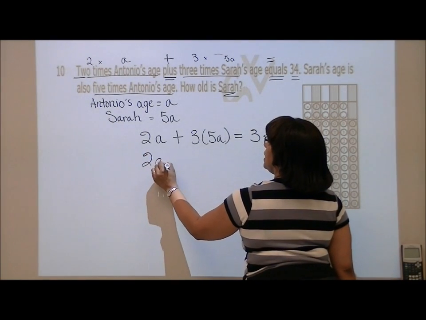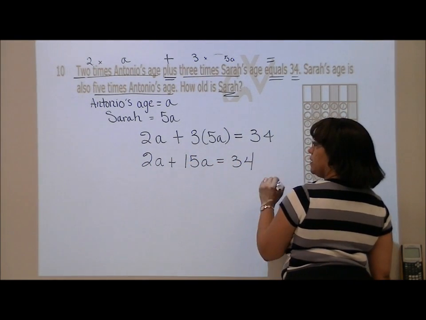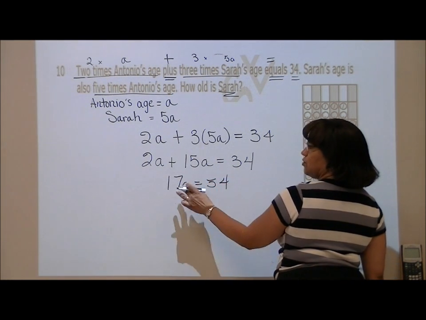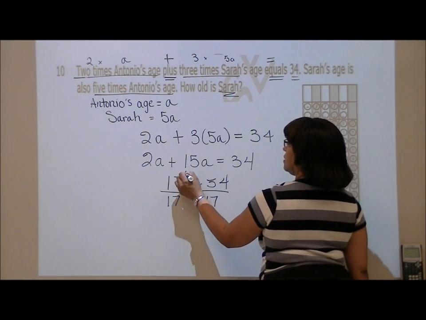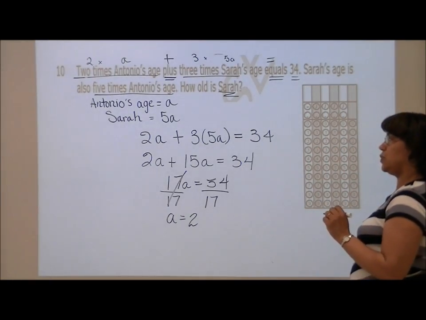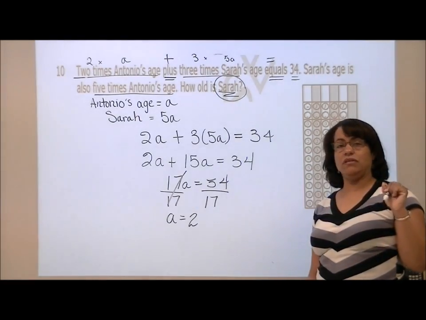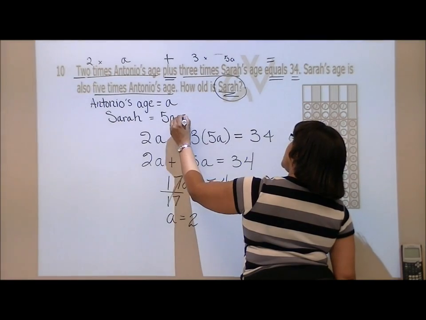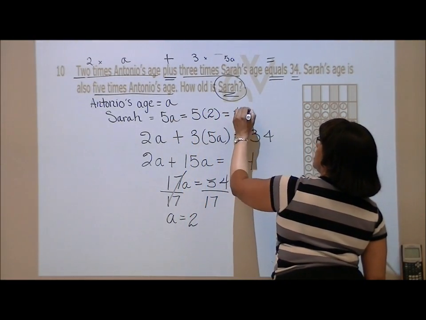So we have 2A plus 15A is equal to 34. Combine your like terms. 17A is equal to 34. Since you have multiplication, you use the inverse operation of division to solve for A. And we see that Antonio is 2. But we want to know how old Sarah is. So think about what you need to do. Okay, you take your 2, you go back and you plug it in, and so Sarah is 10.